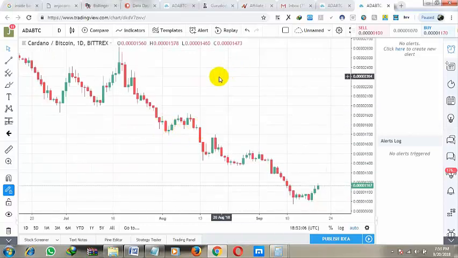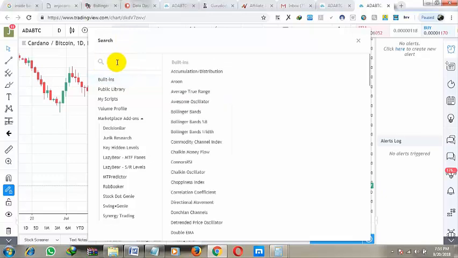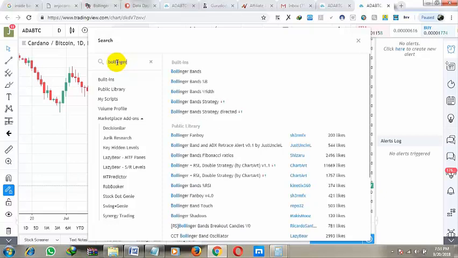Now, the first thing you do is to place your Bollinger bands. To place that, just go to indicators. Look at my mouse, okay? Click on indicators, and you see the search sign here. Click on it and search Bollinger. Once you type Bollinger, it will come out, okay?